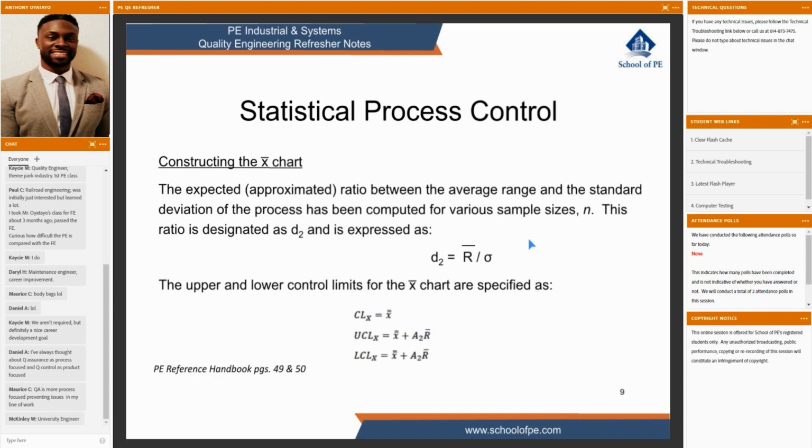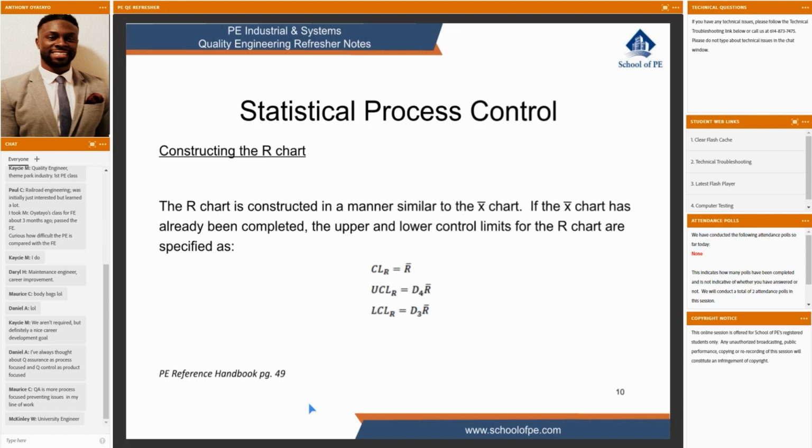So we need this ratio between the average range and the standard deviation. And there are some tables that could help us with getting some of these constants that we see here, like A2. D2 is that ratio that I mentioned, and that's R bar divided by sigma. And we have what we're going to be using to establish the upper and lower control limits while looking at that center line. So pages 49 and 50 help us out with this. But we're going to have an example of the X bar as well as R chart in a little bit.